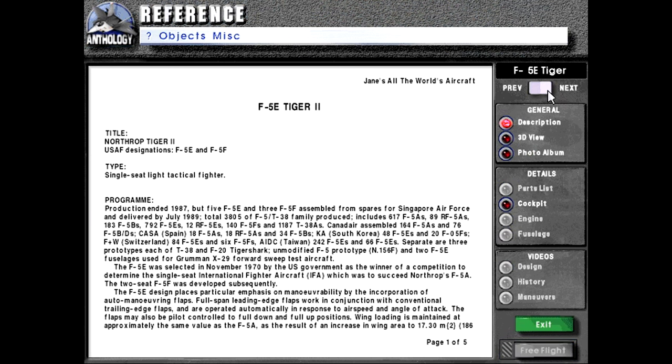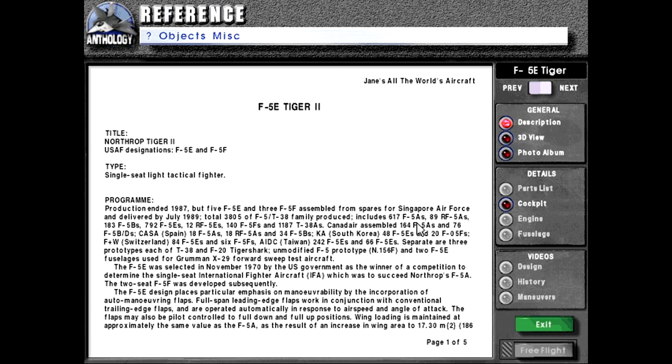Now today we will be doing the F-5E Tiger II. F-5E Tiger II, title Northrop Tiger II, USAF designations F-5E and F-5F, type single seat light tactical fighter. Program. Production ended 1987, but 5 F-5E and 3 F-5F assembled from spares for Singapore Air Force and delivered by July of 1989. Total of 3,805 of F-5 T-38 family produced.